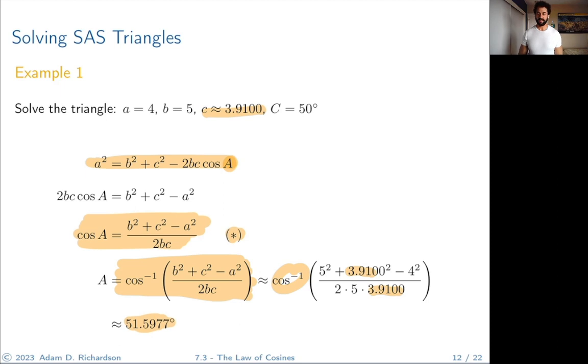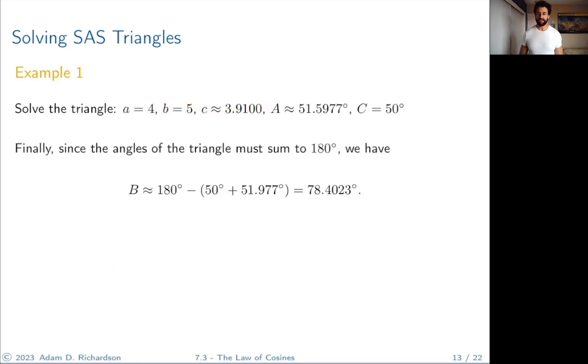Okay, now we're almost done. We've got the three side lengths. We've got one angle, and we just got a second angle. Now we can find the third angle because we know that the sum of the angles is 180. So what is the angle B? It's approximately 180 minus the sum of these two angles right here, which gives us 78.4023. And there we go. That's it. Now the triangle is totally solved. Yay!